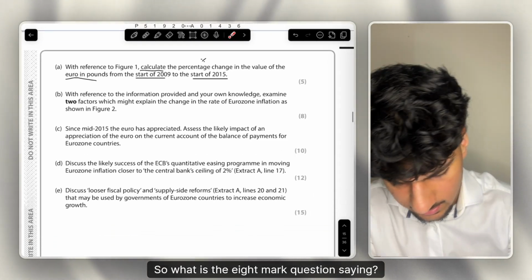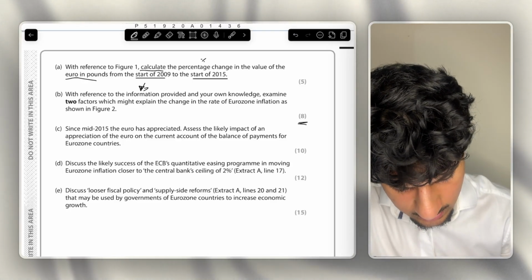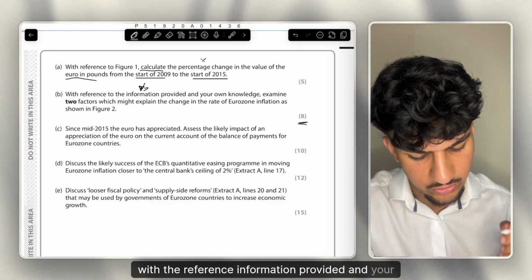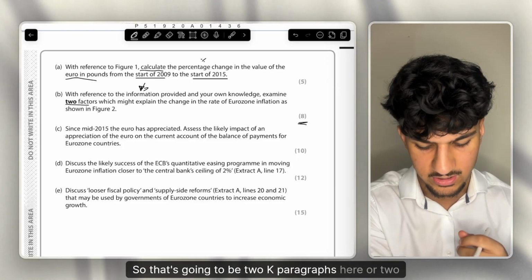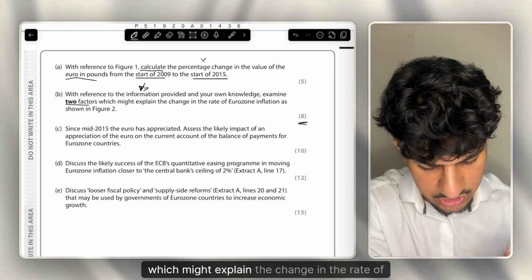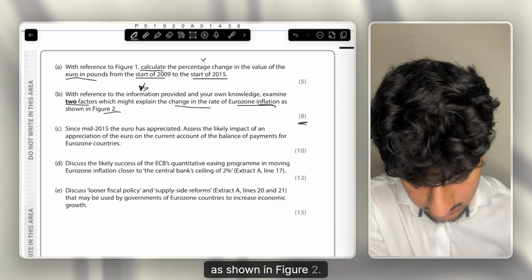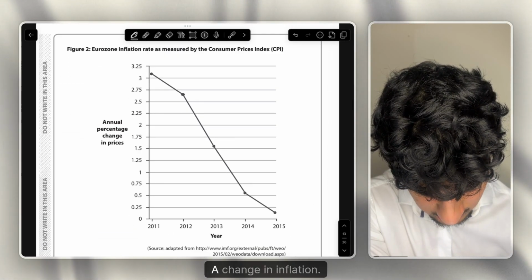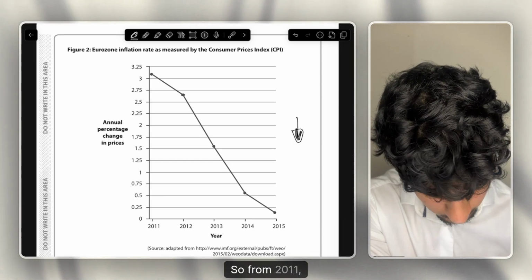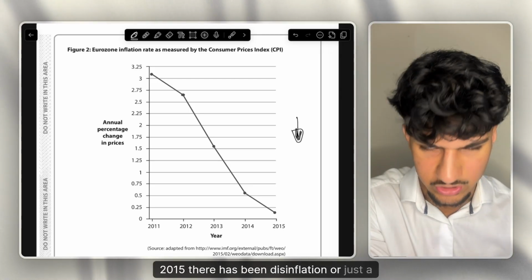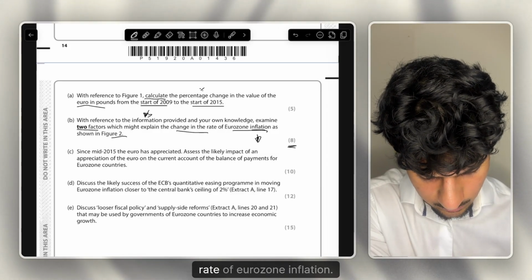So what is the 8 mark question saying? With reference to the information provided, so of course application marks, this is 8 marks. With reference to information provided and your own knowledge, examine 2 factors. So we want 2 factors, so that's going to be 2 paragraphs, which might explain the change in the rate of Eurozone inflation as shown in figure 2. What does figure 2 show? A change in inflation. There's a decrease, so there's disinflation basically. From 2011 to 2015 there has been disinflation, or just a decrease in the inflation rate. So we need to give 2 factors which might explain the change in the rate of Eurozone inflation.